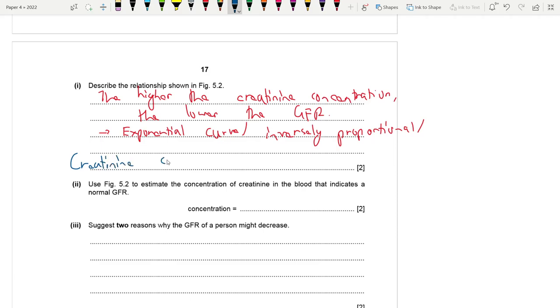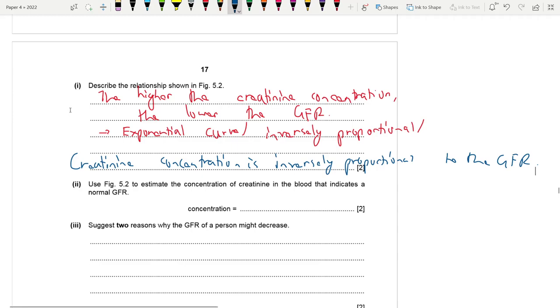Creatinine concentration is inversely proportional to the GFR. This scores you 2 marks actually. So use figure 5.2 to estimate the concentration of creatinine in the blood that indicates a normal GFR.